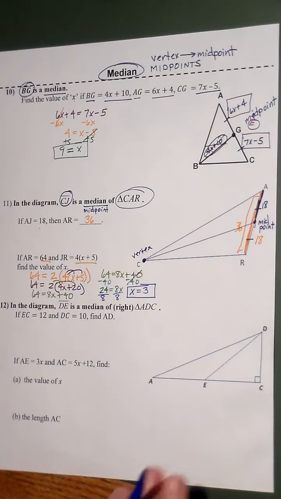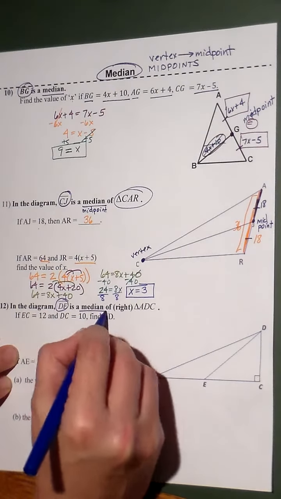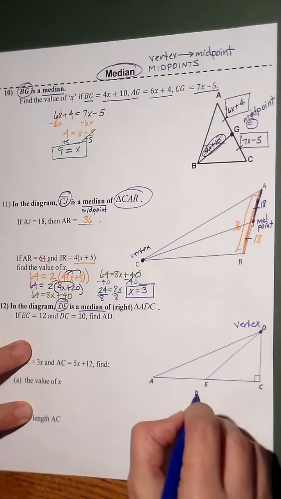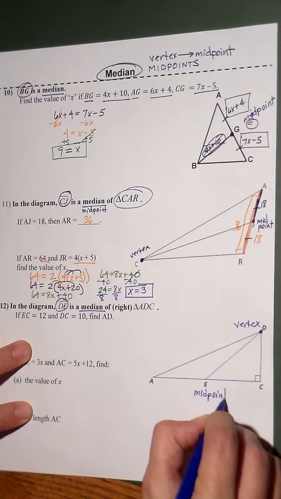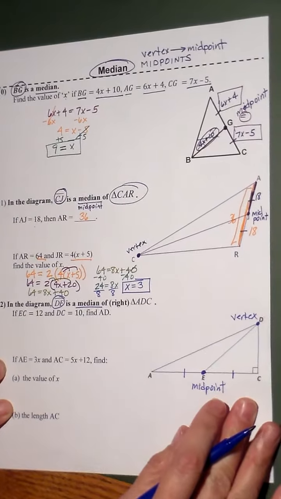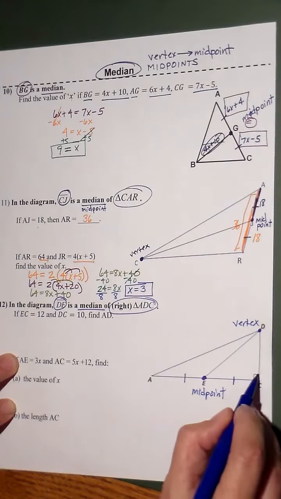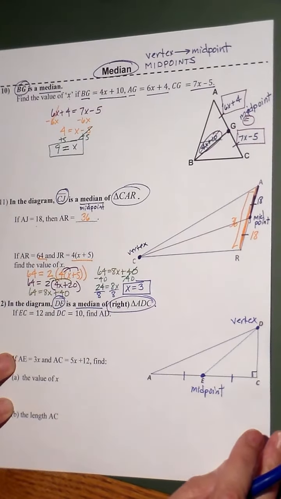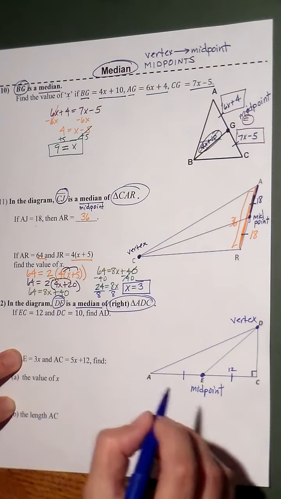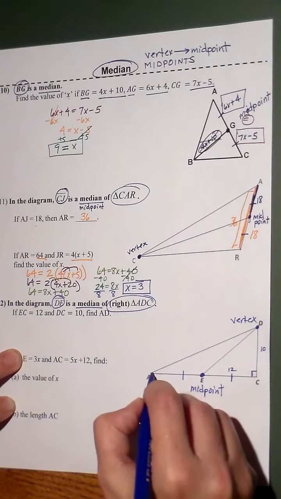Okay? So let's look at number 12. Let's look at the last one. In the diagram, DE is a median. That means we're going to go vertex to midpoint. That means I can mark this as a midpoint. DE is a median of right triangle ABC. Right, it does tell you it's a right triangle, so I do have a 90-degree angle. If EC is 12 and DC is 10, find AD. That's this one.